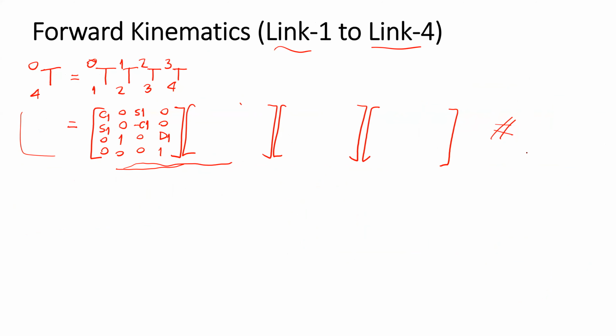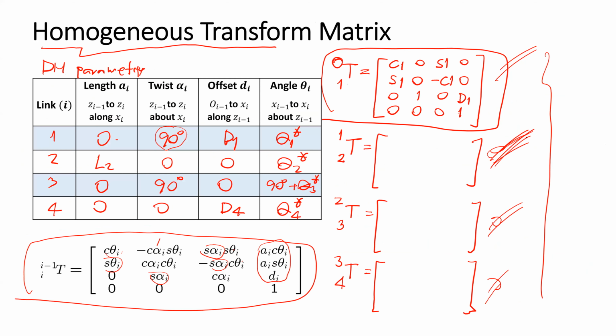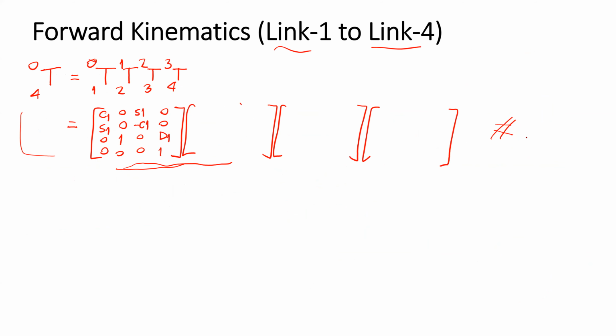Okay. And for the second one, you will try by yourself, but for me, what I get is we have C2, S2, 0, minus S2, C2 and 0, and 0 1 0 and L2 C2, L2 S2, 0, 1.